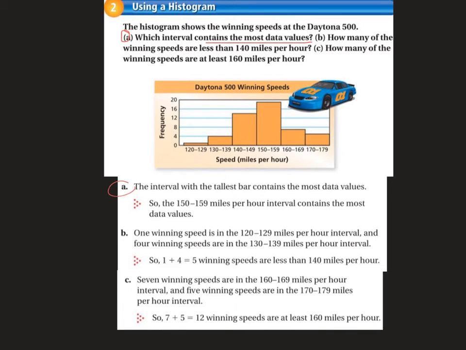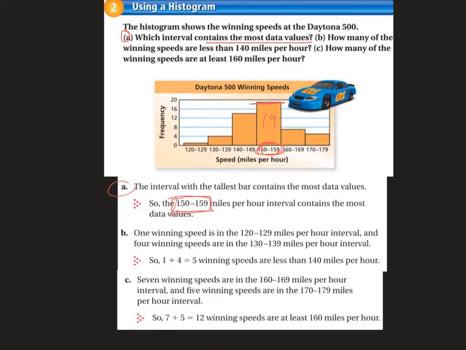So we can see very easily that right here in 150 to 159, cars that went between 150 and 159 miles an hour, that was the most cars. They had, it looks like about, I don't know, 19 or so here, maybe 19. Let's do that next to it here.